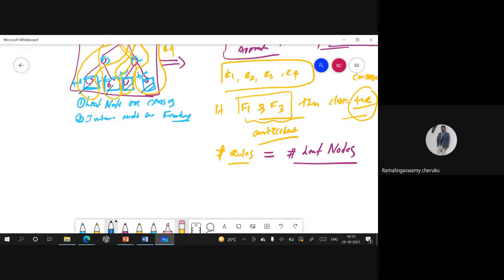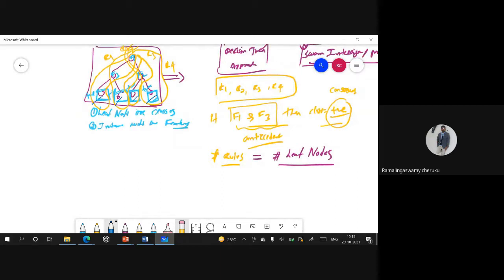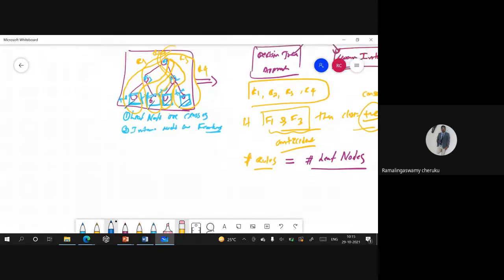Yeah, it's well and good. If you have a decision tree, you can traverse from the root to the leaf node and generate the rule, and the number of such rules will be equal to the number of leaf nodes. Right. Then the question is, how to generate this tree?